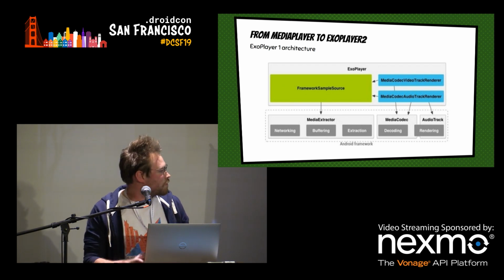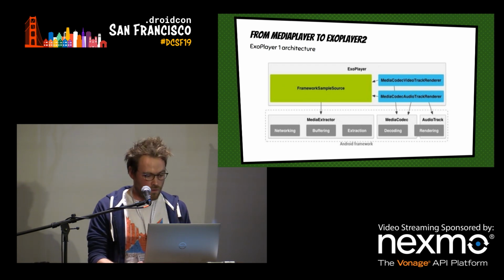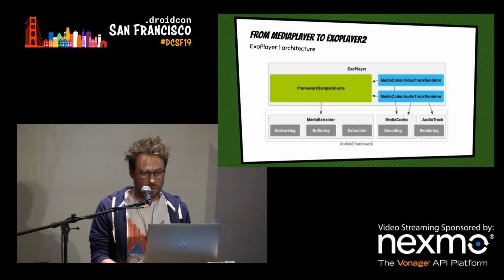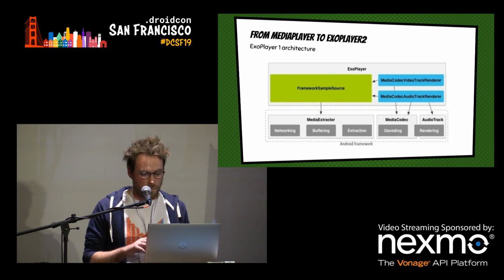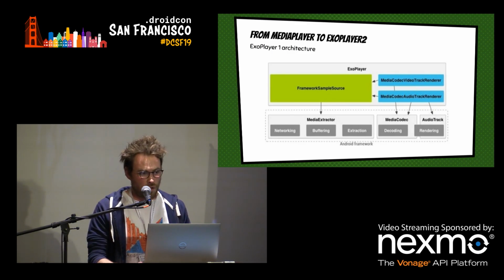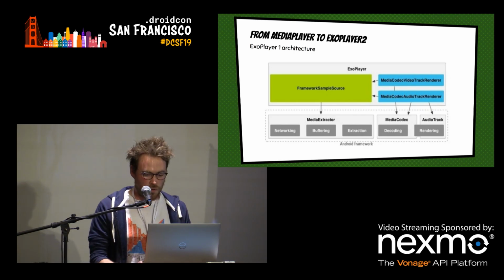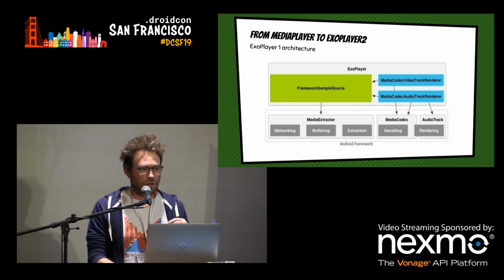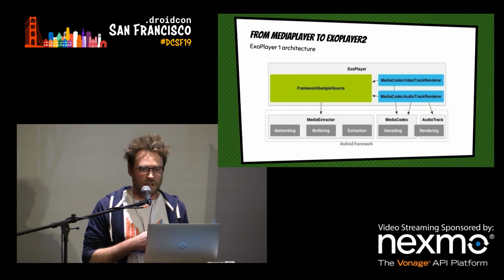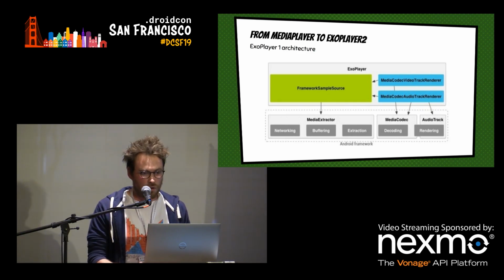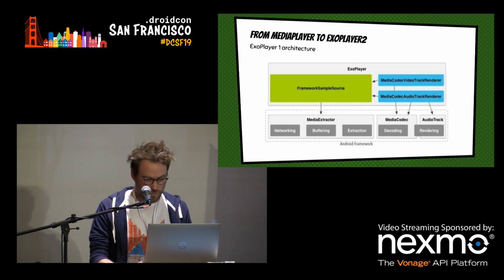It's a wrapper around the media extractor, the media codec, and the audio track, which was introduced in API 16. It's a better structure with respect to the media player. With more customization available, you can stream dynamic contents such as DASH, HLS, or smooth streaming.